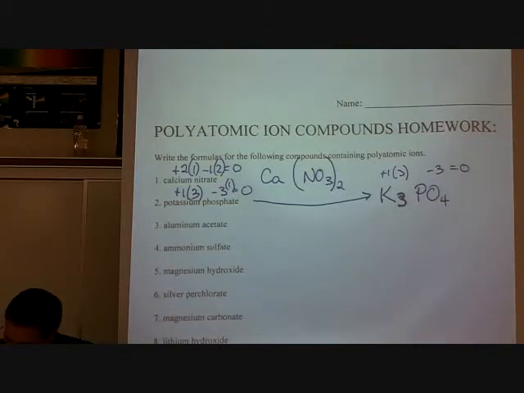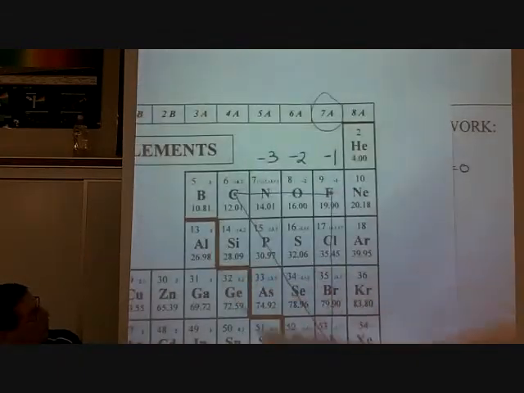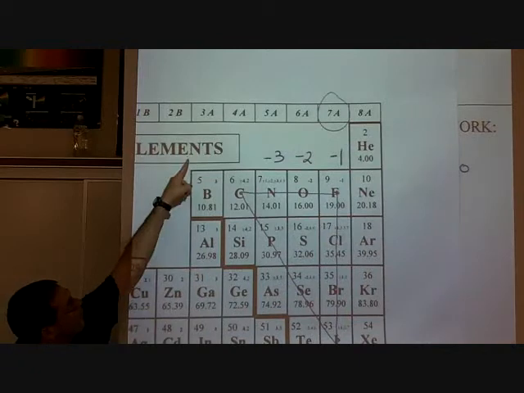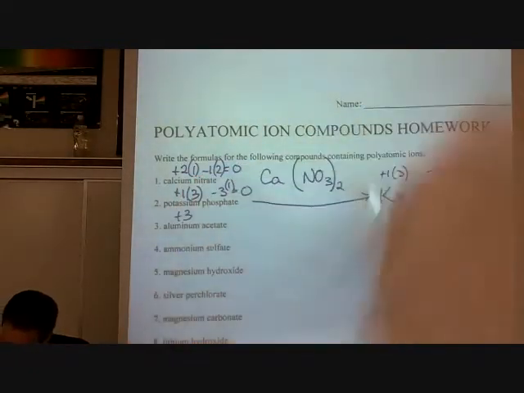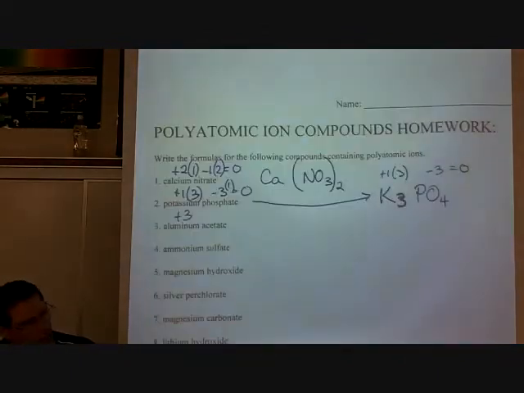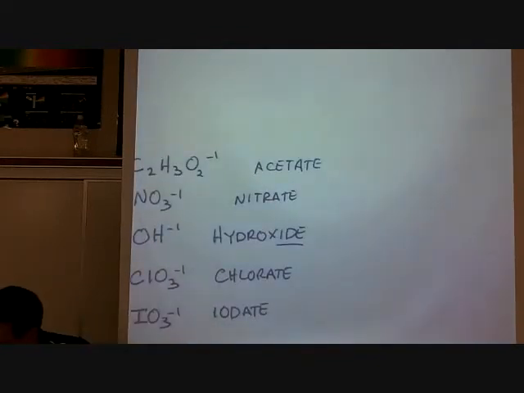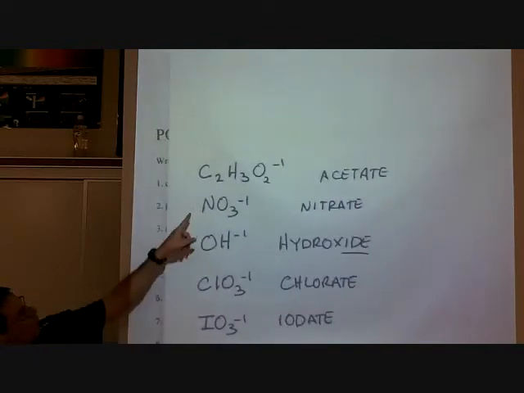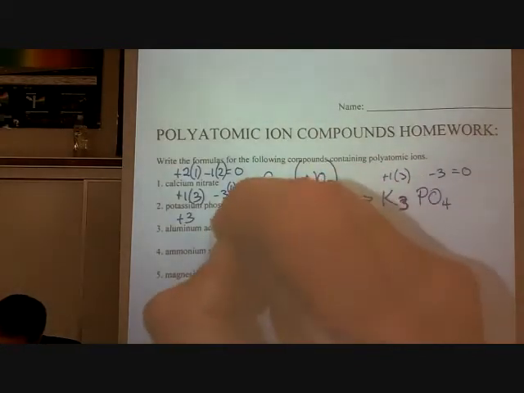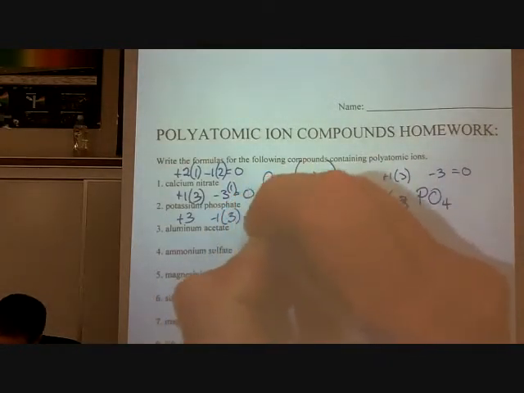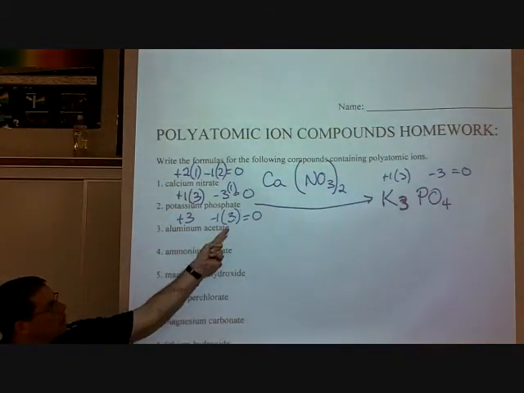All right, aluminum acetate. Aluminum has the symbol Al, and since it's in group 3A, it'll have a +3 charge. So let's write +3 over that. And acetate, if it ends in ATE, that tells you that you're looking at a polyatomic. So the C2H3O2 is an acetate. It has a -1 charge. So that means I'm going to need 3 of those, algebraically speaking, to get 0.